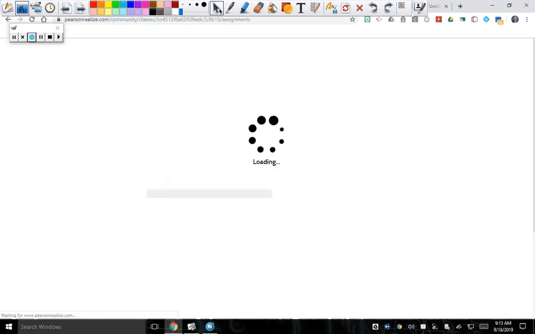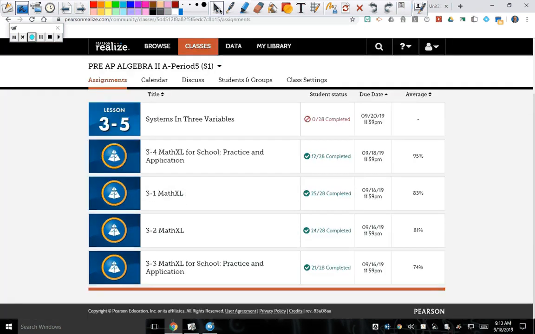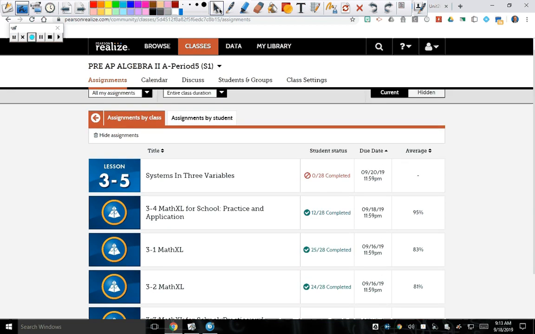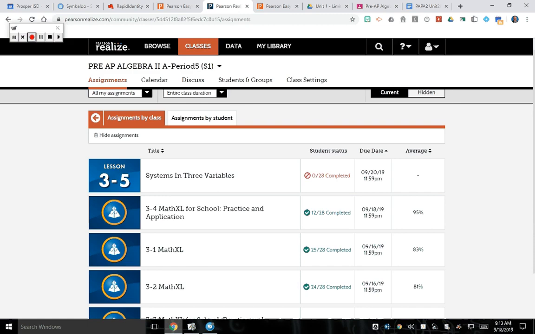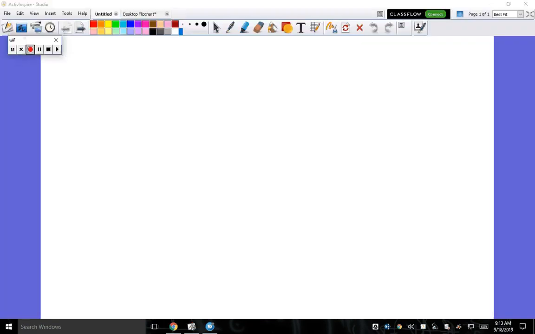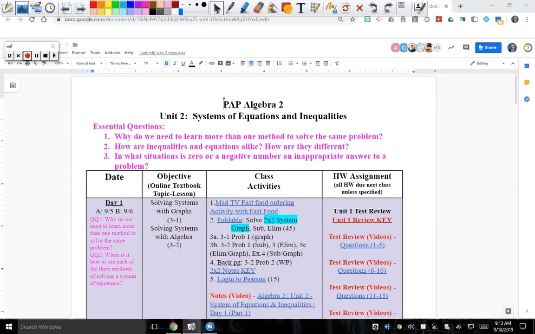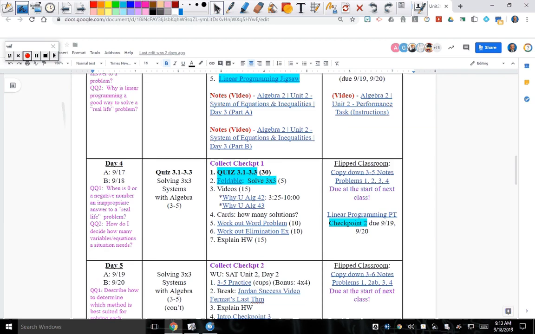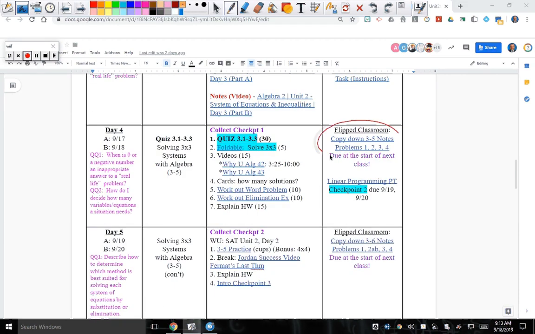So let's go to 5th period. You have an assignment due tonight for 5th period, 3/4, due at 11:59 at night. And this is the other one: Systems in 3 variables, lesson 3-5. If we go to the calendar, that 3-5 is actually going to be right here. Let me show you where it's at. So 3-5 is right here.